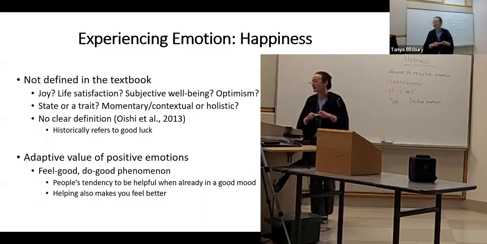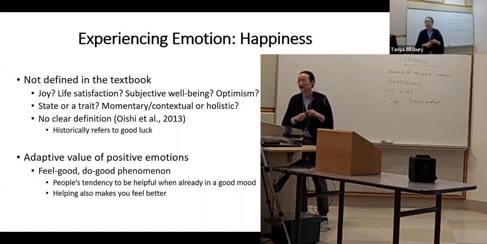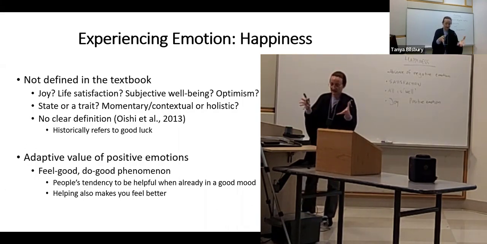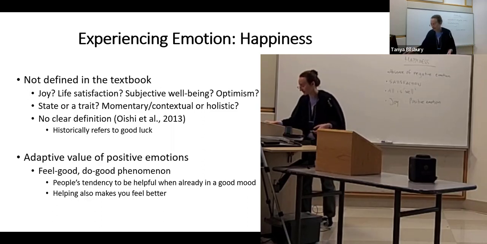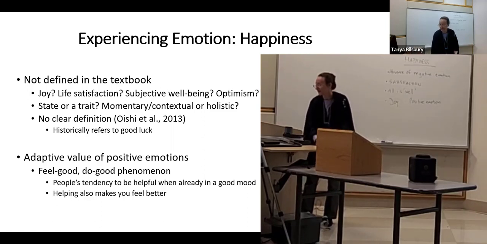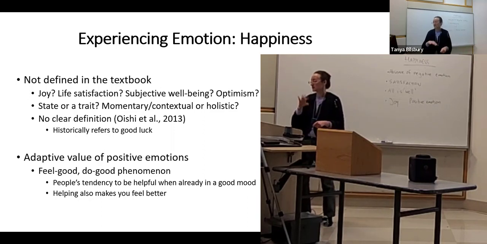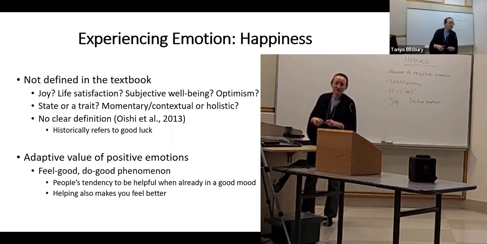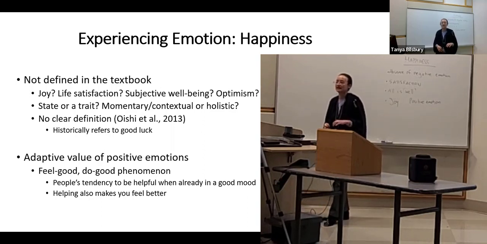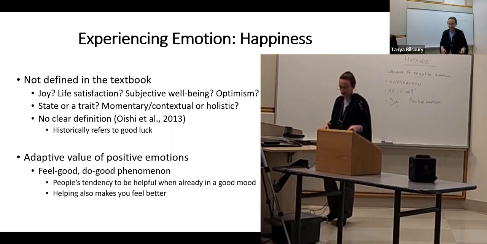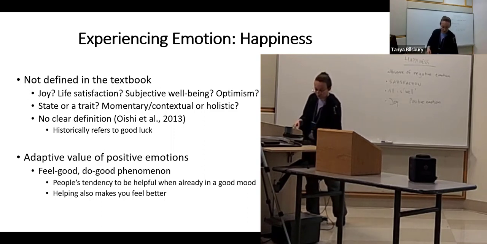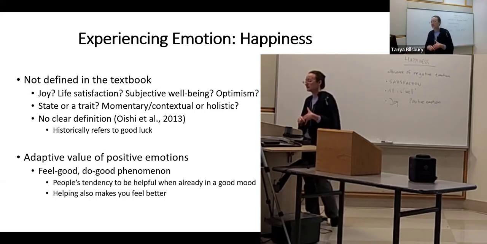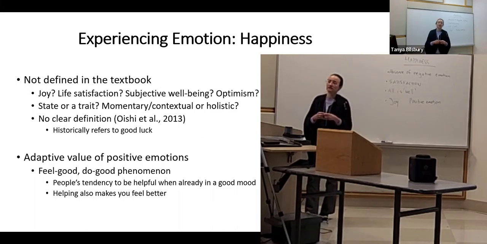So it's not defined in the textbook that they talk about it. And so it's not clear what they're talking about or what the studies they're citing are measuring, okay? Is it joy, the basic emotion? Is it life satisfaction, subjective well-being? Is it domain specific or is it general? Is it optimism? They talk about optimism too. That's like an outlook, okay? Is it measured in the moment or are you assessing your life generally? And this is an issue in psychology. There's no clear definition.